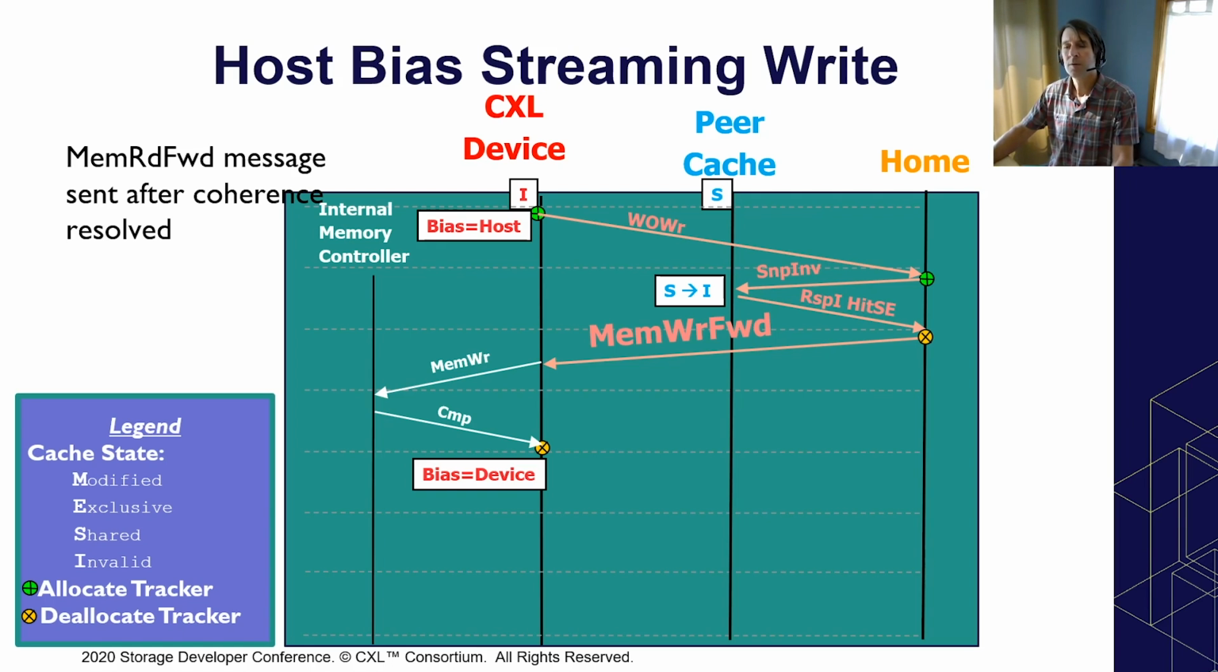So we allow it, similar to the read, to issue the standard write message to the host. In this case, the streaming write is the WOWrInv, the weakly ordered write. The home agent will resolve coherence. In this case, one peer cache had shared state. It resolves coherence by invalidating all the peer caches and then sends this MemRdFwd message back to the device, at which point the device is allowed to do the write to its internal memory controller and complete it. And in this example, again, at the end of this flow, we know that the host had been invalidated, so the bias can be switched to device bias.